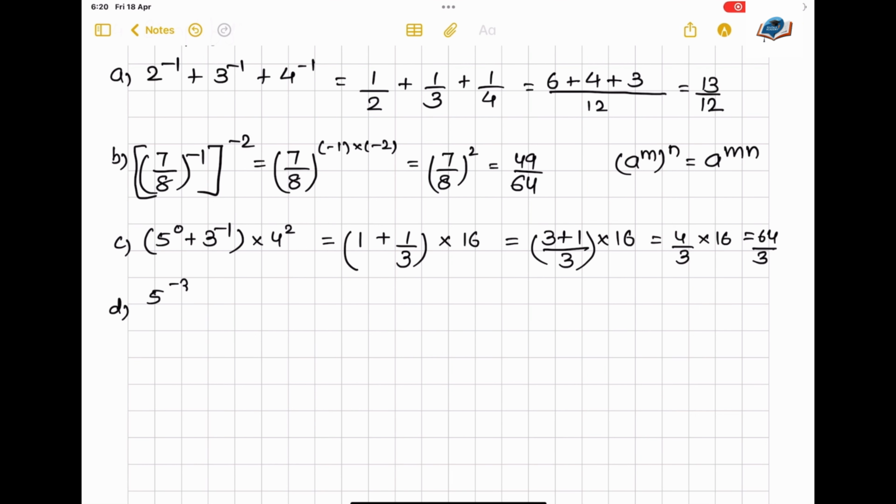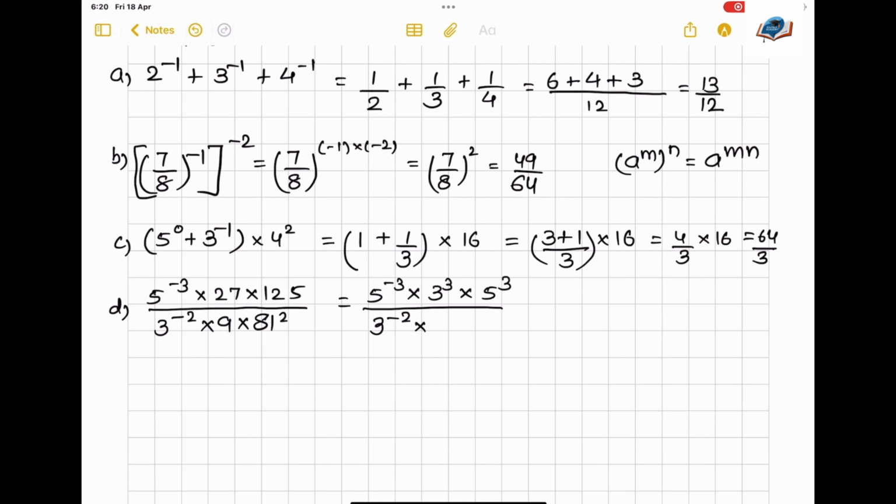5 raised to minus 3 into 27 into 125 upon 3 raised to minus 2 into 9 into 81 square. So see, can I write it like this? 5 raised to minus 3, 27 means 3 cube, 125 means 5 cube upon 3 raised to minus 2 into 9 means 3 square into 81 means 3 square whole raised to 2. So this will be 5 raised to minus 3 plus 3 into 3 raised to 3.